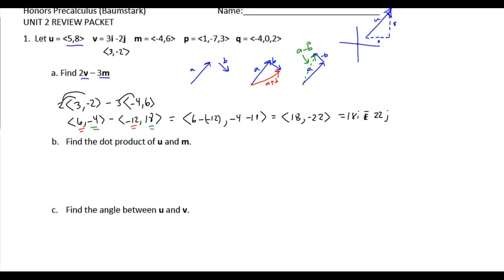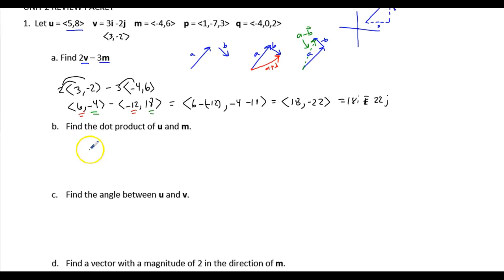Okay, moving on. The dot product of u and m. Remember, the dot product is you take 2 vectors and you multiply them with a dot. Remember, we don't want to just say multiply vectors because it's ambiguous. We represent that with a dot. And then, see, u is 5, 8. M is negative 4, 6.